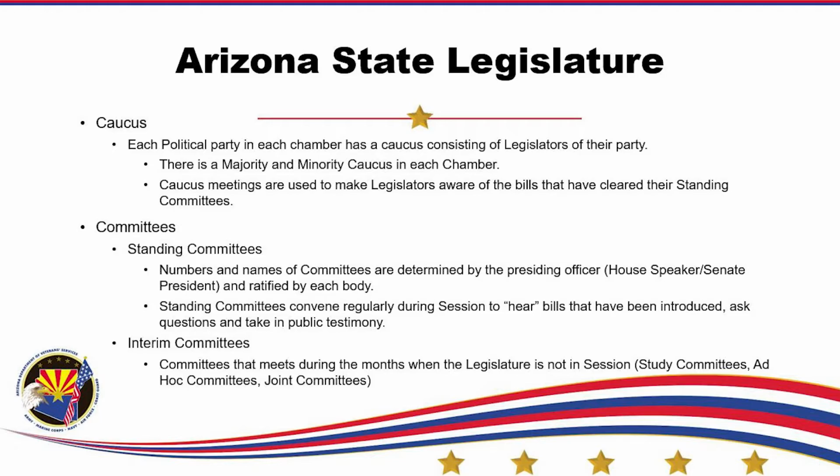Caucus meetings occur regularly through the legislative session and are used to make legislators aware of the bills that have cleared their assigned committees. Standing committees convene regularly during the legislative session to hear bills that have been introduced, ask questions, and take in public testimony. The numbers and names of the committees are determined by the presiding officer, the House Speaker and Senate President, and ratified by each body. Interim committees are committees that meet during the months when the legislature is not in session and are typically study committees, ad hoc committees, joint committees, etc.